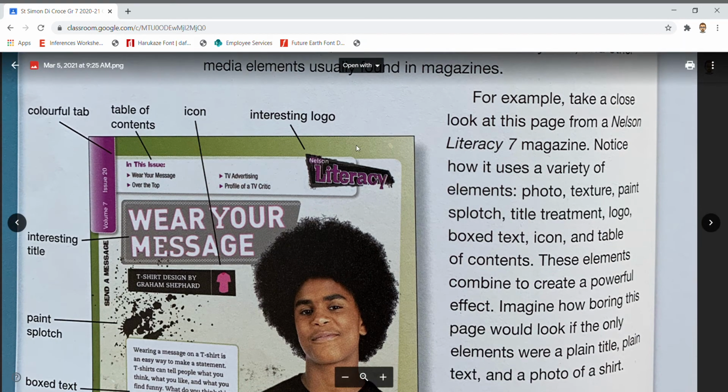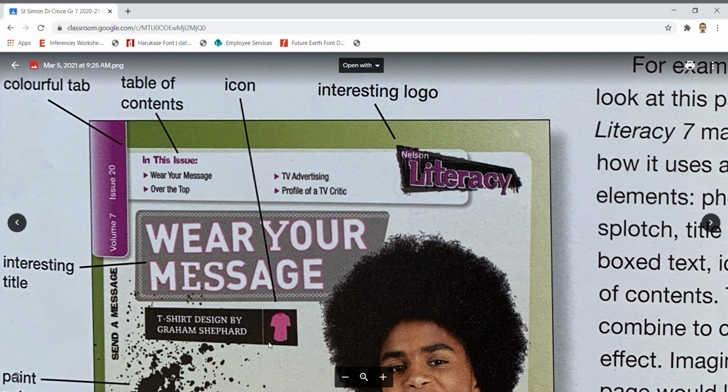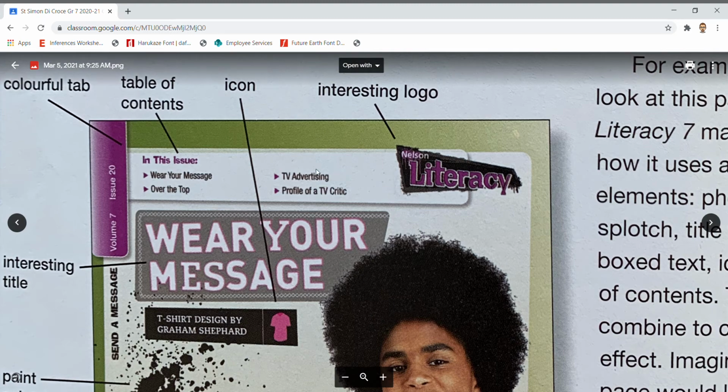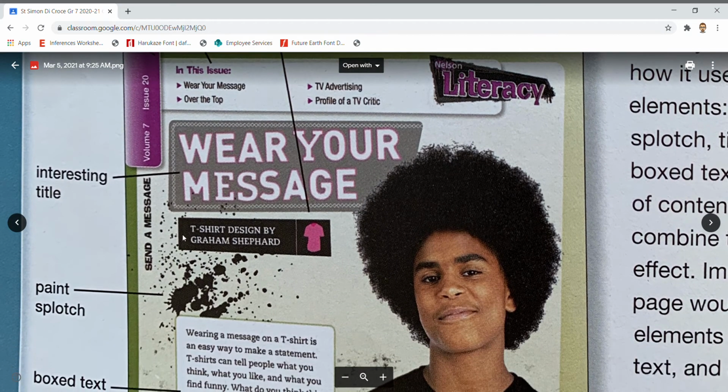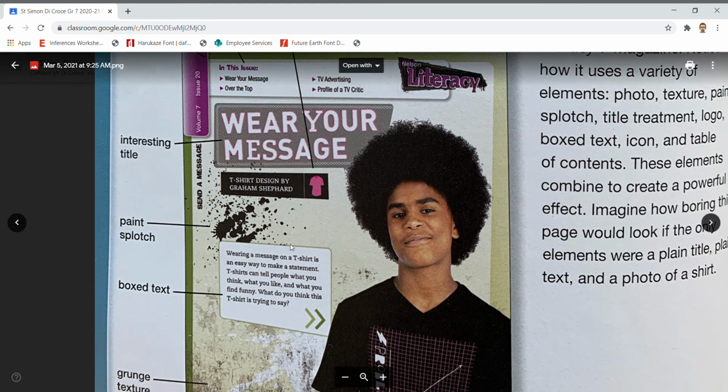to make it interesting. So here you have an interesting logo they're pointing out. They have an icon; we use a lot of symbols. Table of contents, you have some key ideas here. What are they going to be looking at? Colorful tab. Interesting title design here, changing up the font, putting a box around it, outlining the letters, paint splotch. These are things that sometimes we take for granted, but there's actually a lot of thought put into it in order to get you to stay on a page and read it. There's a little bit of texture here.